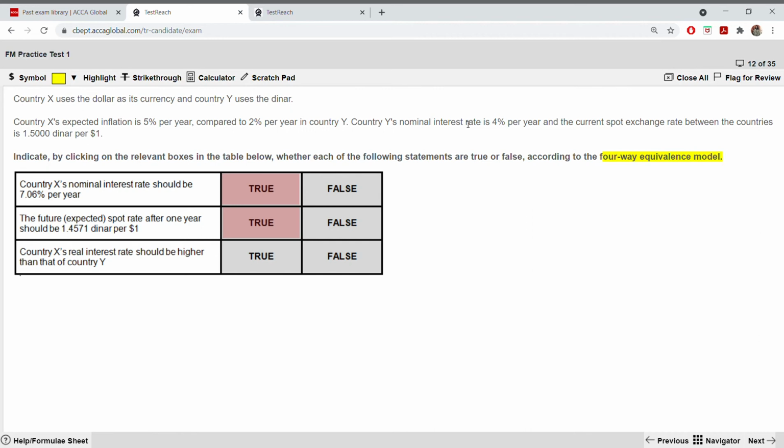If X's nominal interest is higher than Y, then the real interest should be lower. Both your real interest and nominal interest cannot be high compared to another country. Country X's nominal interest is already higher than Y's interest, so their real interest should be lower, not higher. That's why it's false.